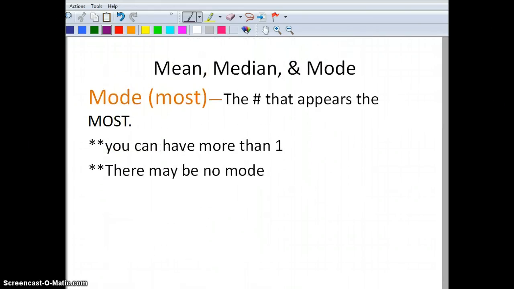Okay, now the mode is the number that occurs the most. It's very important for you to note, you can have more than one mode, and there can also be none.